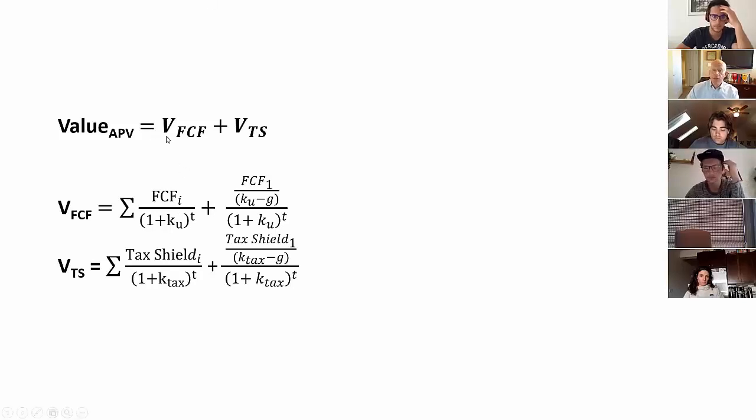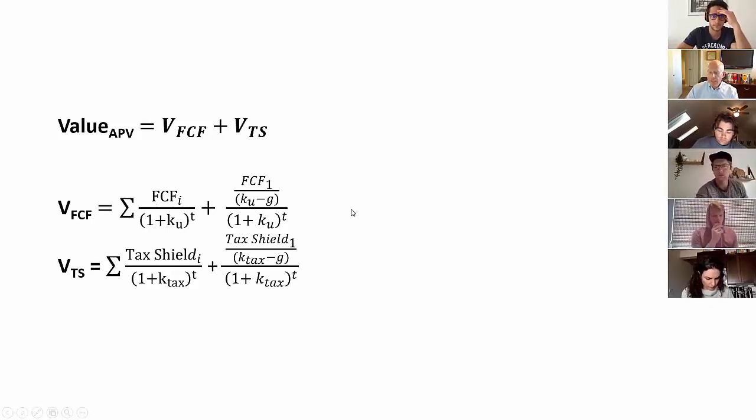We've got some value from a free cash flow form plus some value from a tax shield. And it looks exactly as you would expect it to, with one meaningful difference, and that's in this discount rate. And we'll come back to the discount rate here in a couple of minutes. But the free cash flow part of this, or VFCF, looks exactly as you would expect it to. We've seen this model many times, but we've used a different discount rate.